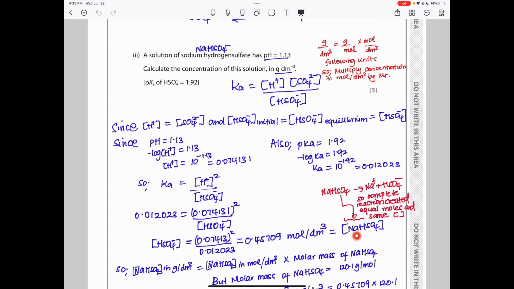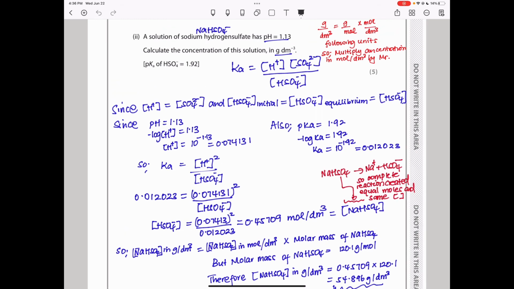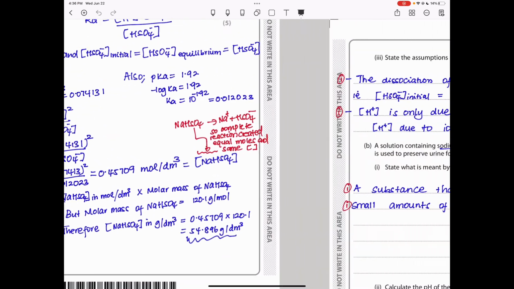So this one here, again, initially it was sodium hydrogen sulfate. So in the next step, I have to multiply by molar mass because I have the concentration in mole per decimeter cube. If I want to convert it into gram per decimeter cube, I multiply the concentration in mole per decimeter cube times the molar mass. Since it was sodium hydrogen sulfate, I need to use the molar mass of sodium hydrogen sulfate. And finally, the concentration of sodium hydrogen sulfate in gram per decimeter cube should be that times 120.1, giving me 54.896 gram per decimeter cube. So that is it basically. Let's continue to the next page.